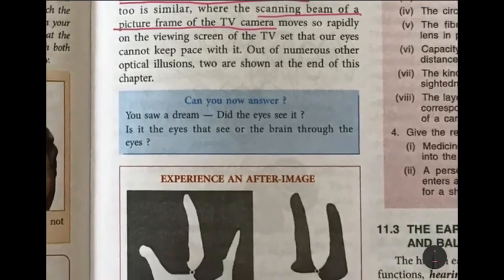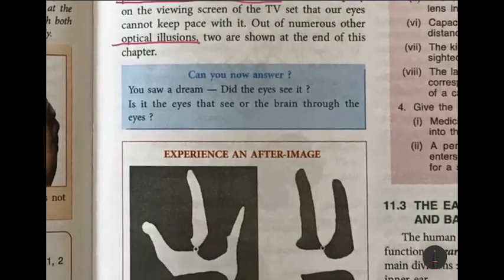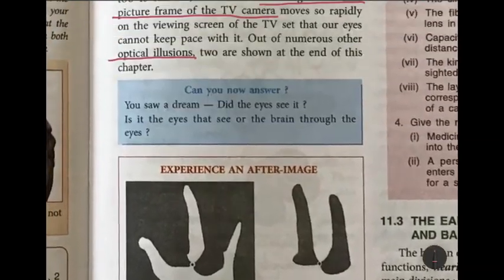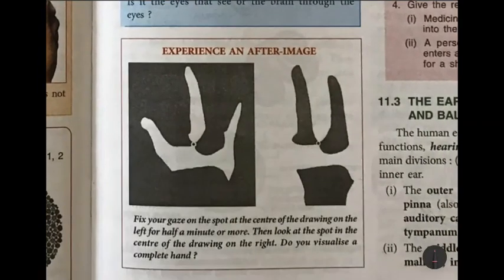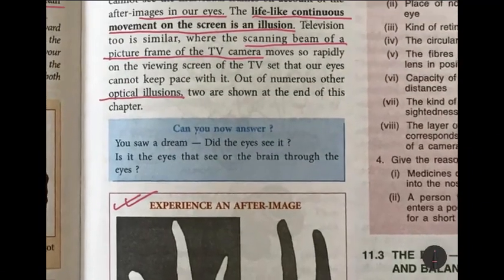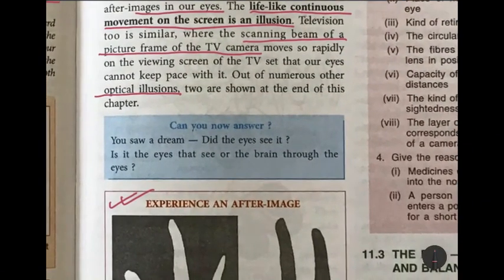There are so many optical illusions nowadays. You must have received them on WhatsApp, isn't it? At the end of the chapter you will see optical illusions. Here you have one more activity. If you want to experience an after image, try this at home. This is interesting. Out of many optical illusions, 2 are shown at the end of the chapter. Turn your books and see at the end, you will see the optical illusions.